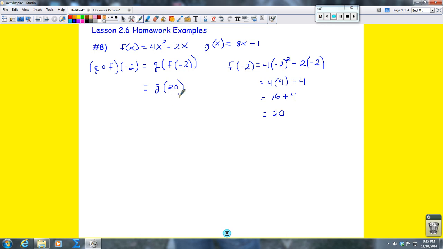Now that means you're supposed to find g of 20. Well, function g is right here, so 8 times 20 plus 1. We just have a little math work to do here. 8 times 20 turns out to be 160, plus 1, which makes 161 total. And that completes problem number 8.